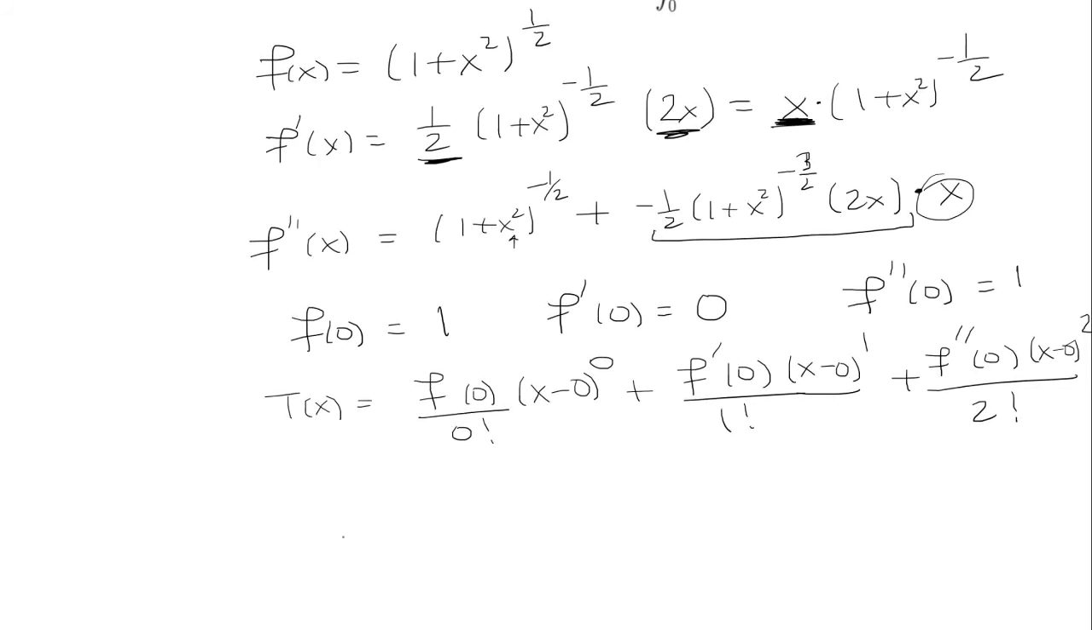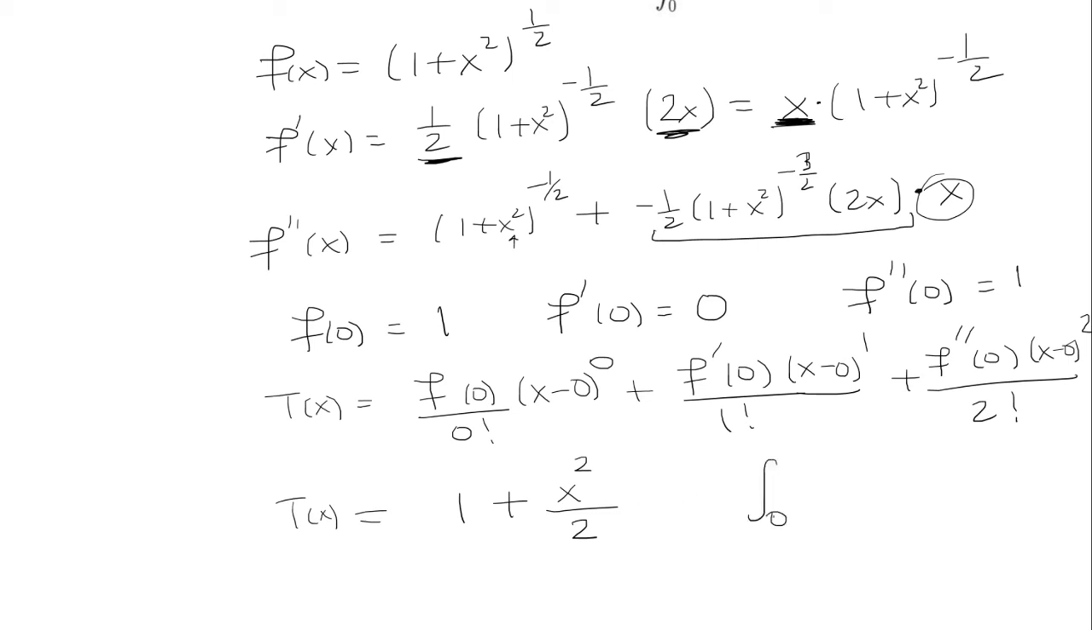I'm going to plug in what I have. F of 0 is 1. 0 factorial is 1. So I'm just going to have just 1 actually, because x to the 0 is also 1. So this is 1. F prime of 0 is 0, so the whole term becomes 0. So I'm going to ignore it. F double prime of 0 we said is 1. And that would be x squared. 2 factorial is just 2. Okay. So the Taylor polynomial, the second degree, is 1 plus x squared over 2.